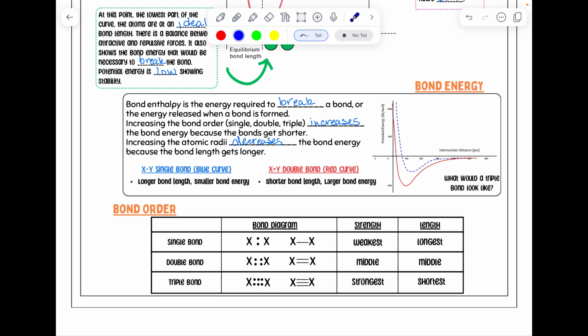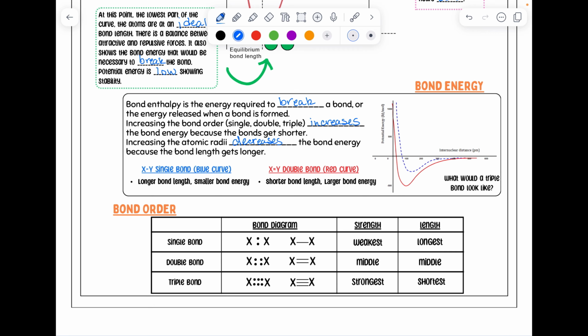The XY double bond has a shorter bond length and a larger bond energy. So it would require more energy to break that bond, okay? So what would a triple bond look like? A triple bond would be even shorter, right? And the energy would be even lower.